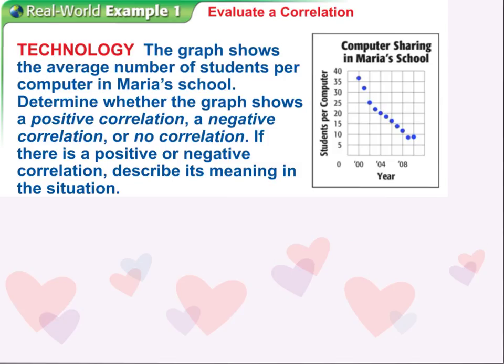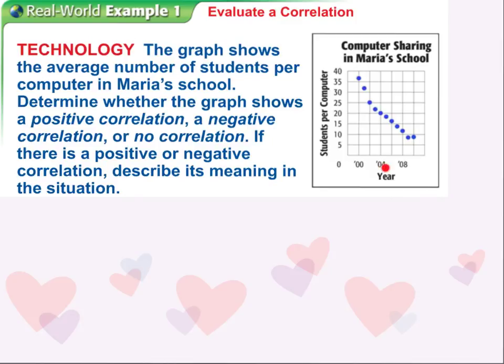So what I want to do first, before we even start drawing our lines of best fit, is look at some scatter plots and talk about a few things with it. On this first one, this graph shows the average number of students per computer in Maria's school. Determine whether the graph shows a positive correlation, negative correlation, or no correlation. If there's a positive or negative correlation, we're going to describe the meaning. So let's take a look at this graph.